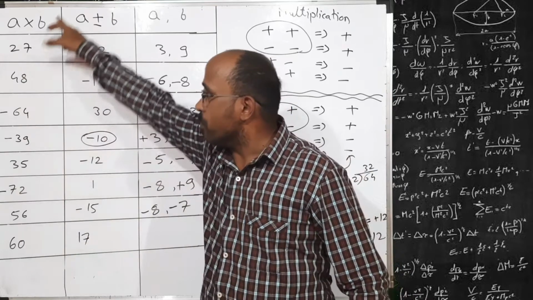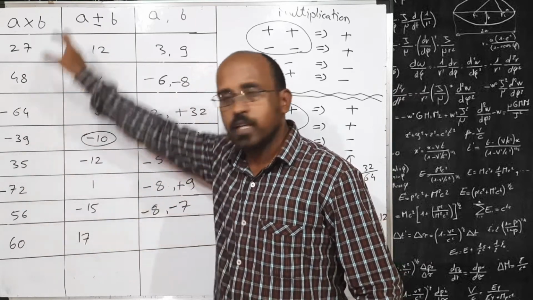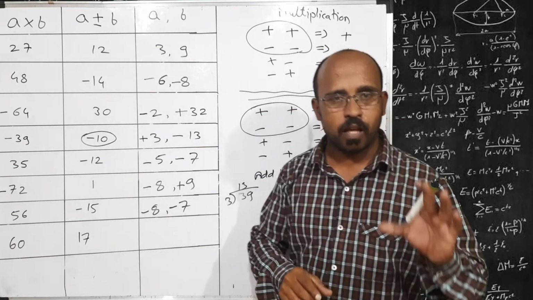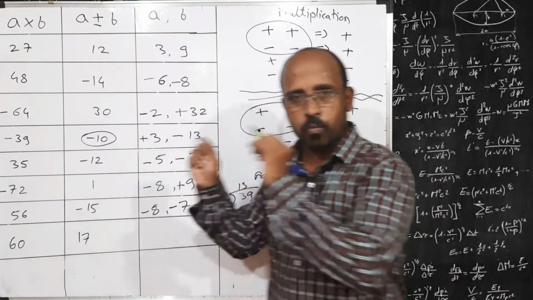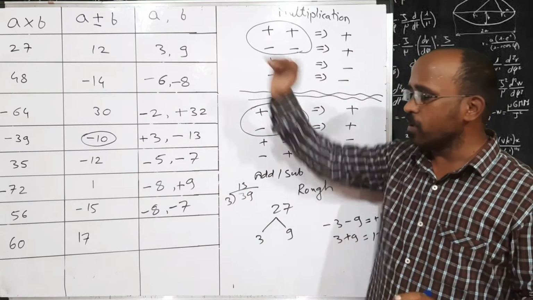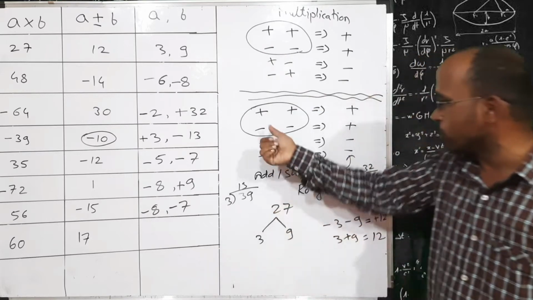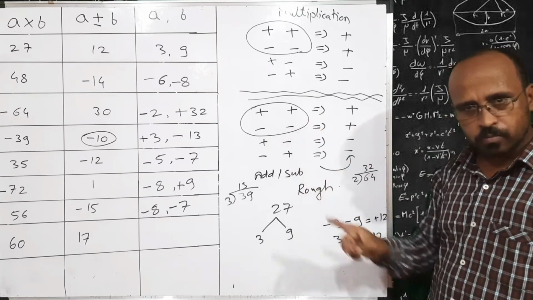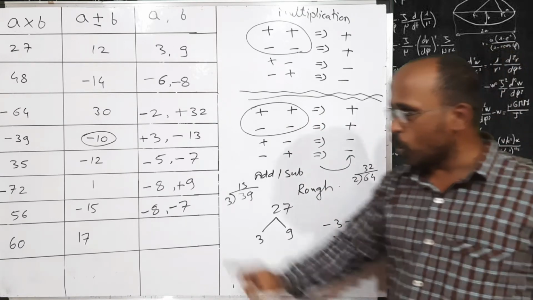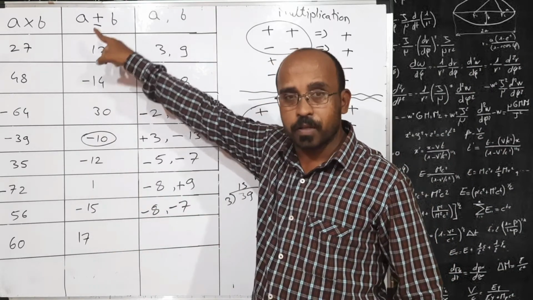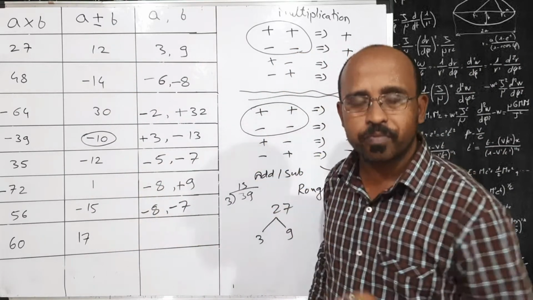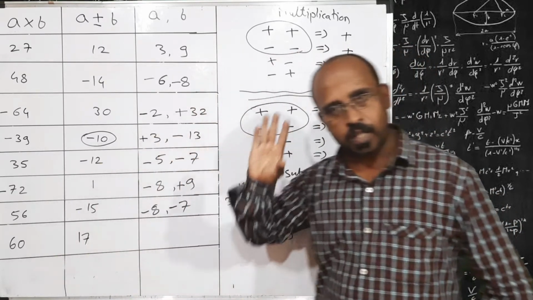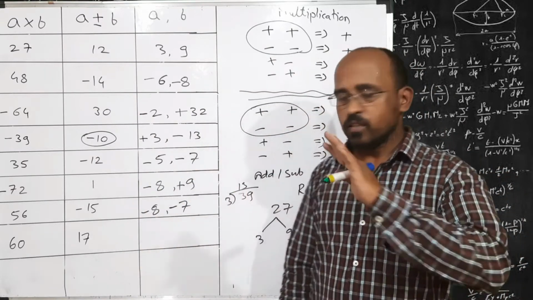60 is the answer of multiplication. 60 is positive, so both factors A and B will have the same symbol. Either both will be plus or both will be minus. Right? If they are plus or minus, what do we have to do in the case of addition or subtraction? If integers have the same symbol, we have to do their addition. So this 17 is A plus B, meaning 17 is the answer of the addition. Hence we have to look for two numbers whose multiplication is 60 and addition is 17.